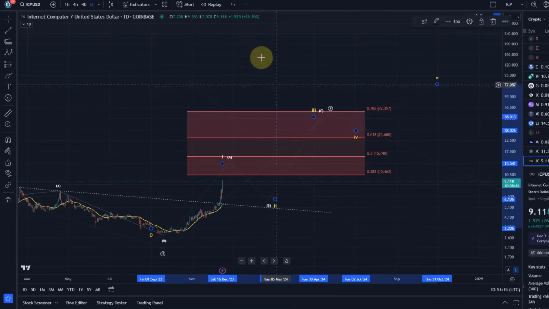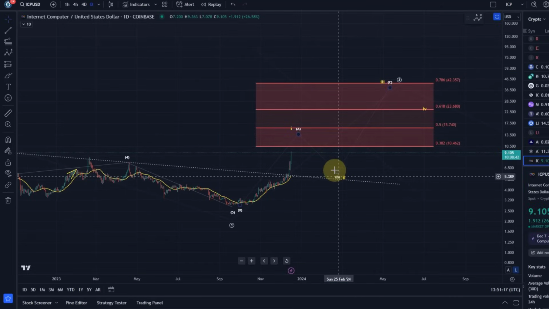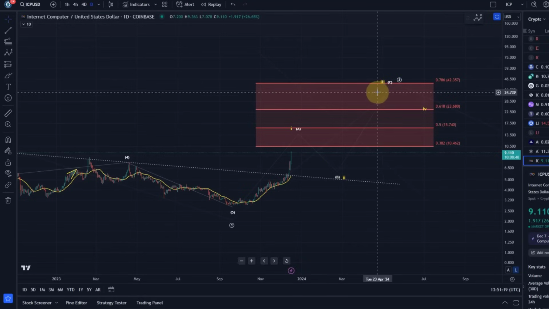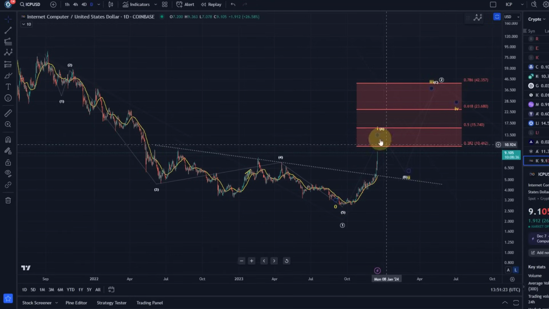Now, at the moment, I cannot even give you a pullback zone for wave B. I cannot give you a target for wave C. We first need to see how the market now develops this, if there are any reactions, if a B wave pullback starts at some point.